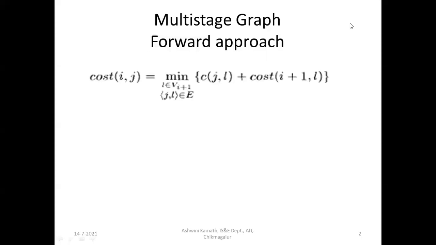For the forward approach, this is the formula we have used. Cost of i, j is equal to the minimum of C of j, l plus cost of i plus 1, l, where l belongs to V i plus 1, that is, l is the vertex from the next stage. If we are writing the cost of the ith stage, then l is a vertex from V i plus 1, the i plus 1 stage, and (j, l) belongs to E, and j is the vertex from the ith stage.